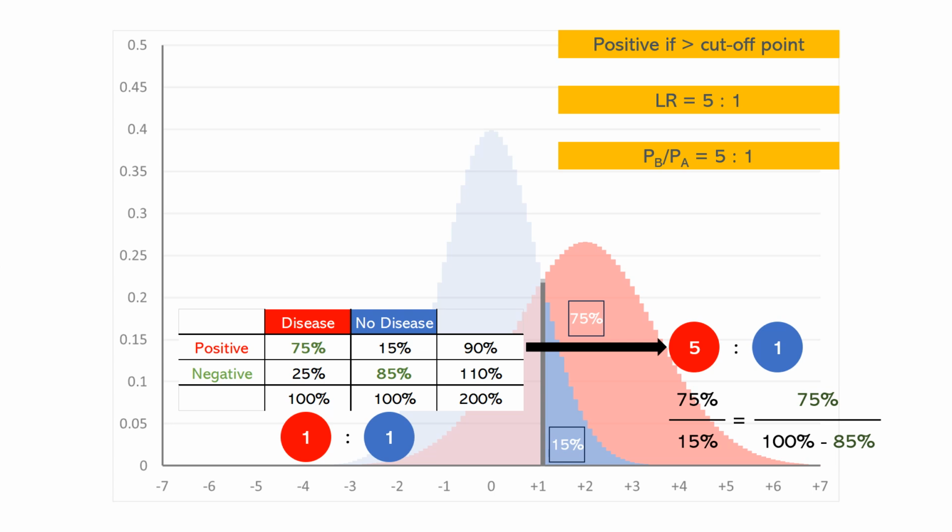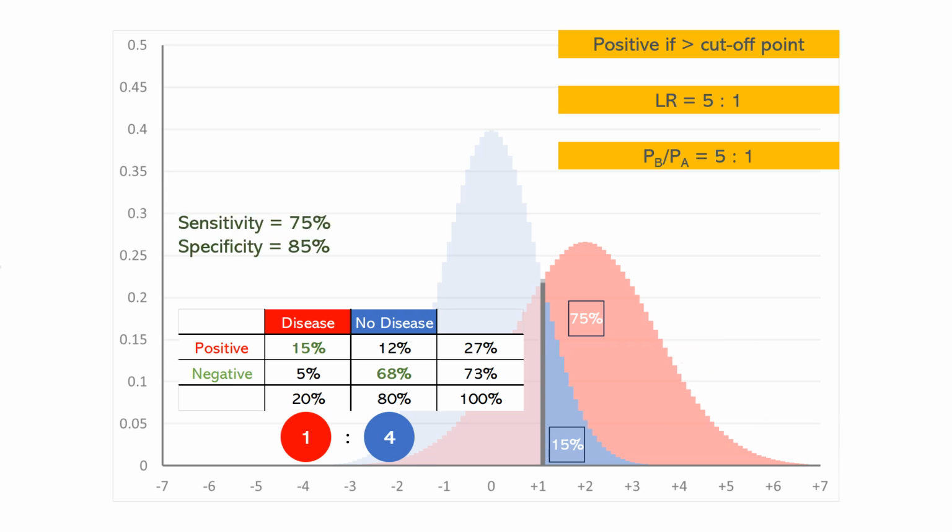Another way to look at likelihood ratio for a positive test result is to consider that 75% identifies the percentage of true positive in the population B. We can address it as the sensitivity of the test. On the other hand, 85% identifies the percentage of true negative in the population A, in other words the specificity of the test. So, the likelihood ratio for a positive test result equals sensitivity divided by 1 minus specificity.